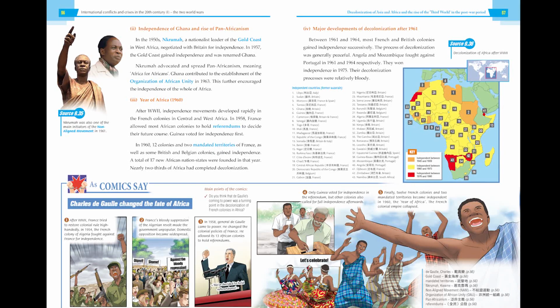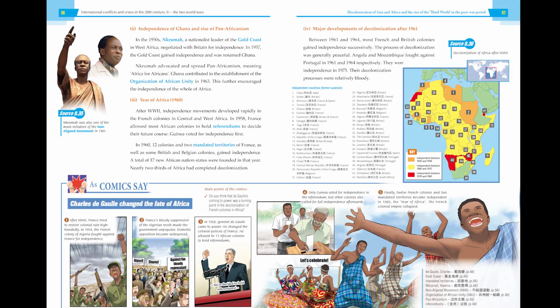4. Major developments of decolonization after 1961. Between 1961 and 1964, most French and British colonies gained independence successively. The process of decolonization was generally peaceful. Angola and Mozambique fought against Portugal in 1961 and 1964 respectively. They won independence in 1975.